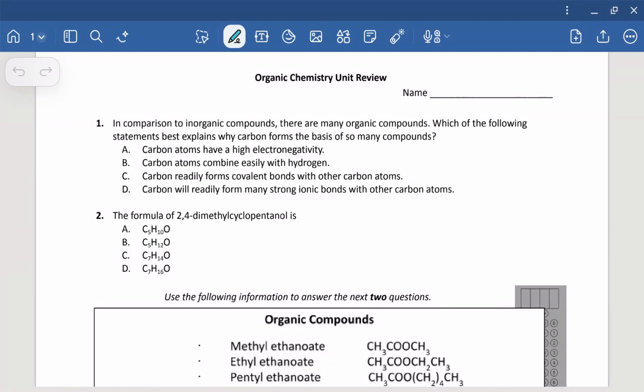Okay, so if you have an organic unit test coming up, here's a great review to go over. It's all old diploma questions from the Alberta diploma.